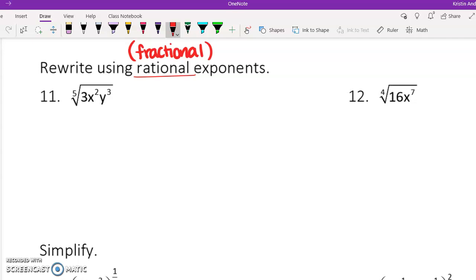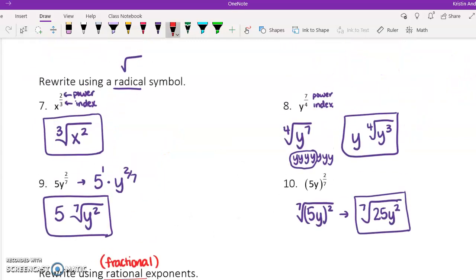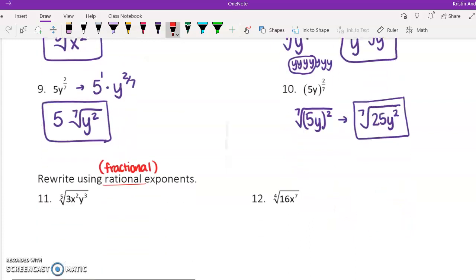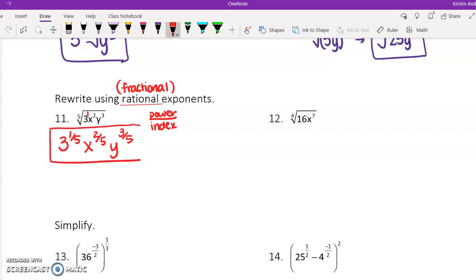To write these as a fraction, just like in these last problems, you need to have your power and your index. So the power goes on the top, and then the index is in the bottom of your fraction. So I like to write all of these with a power. Like this is 3 to the first power, so it's 3 to the 1 over 5, x to the 2 over 5, and y to the 3 over 5. If any of these fractions simplify, you would want to rewrite that in simplified form.